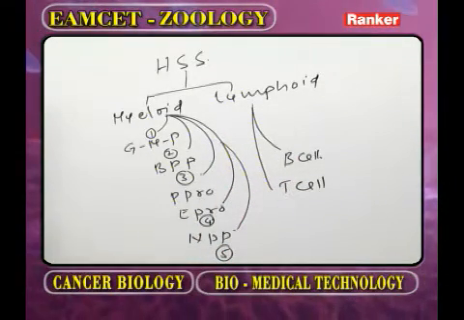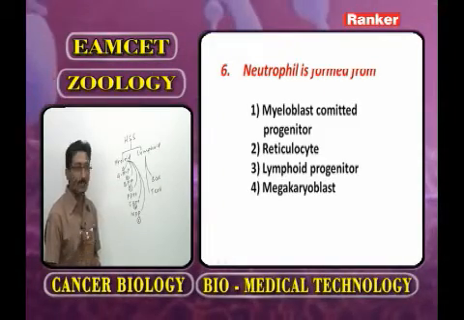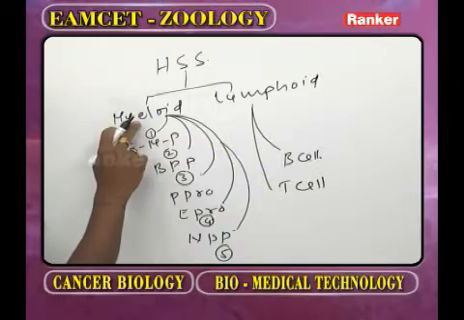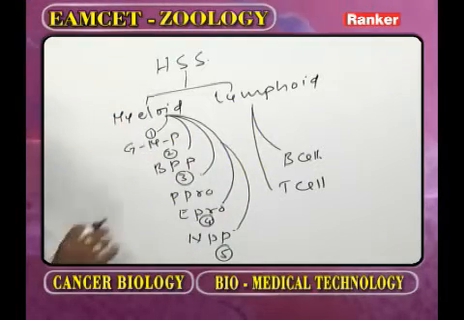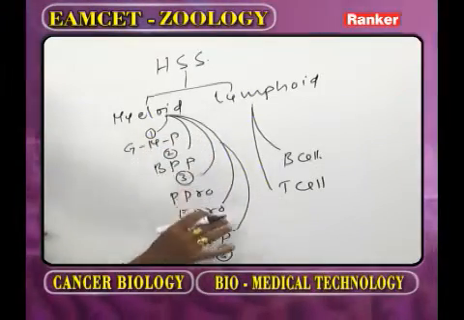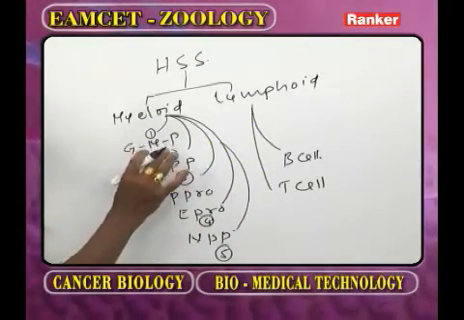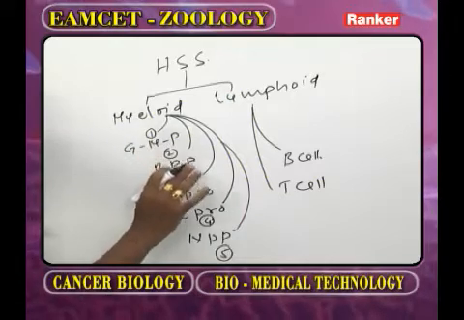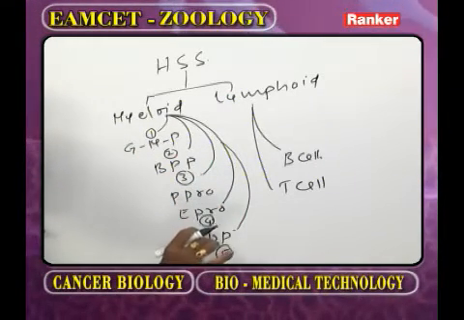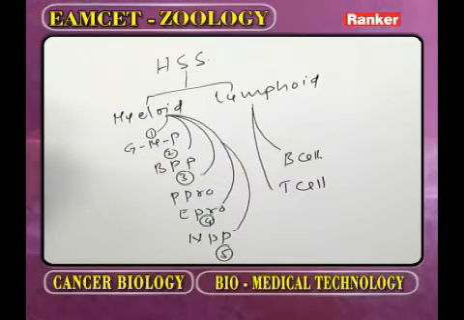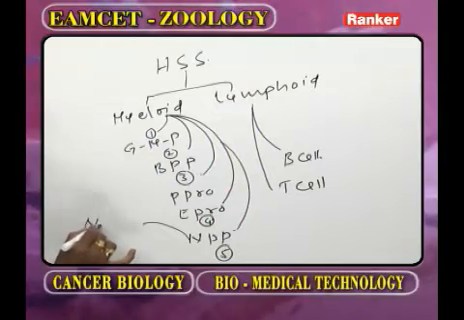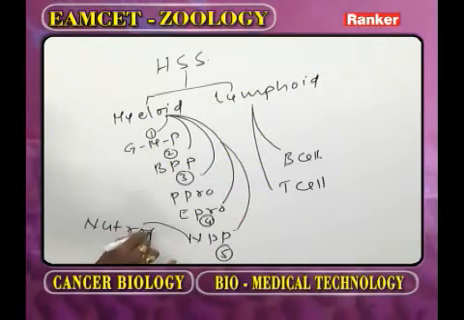Now here the neutrophil is formed from the hemopoietic stem cell, which gives rise to myeloid progenitor. This myeloid progenitor gives rise to five kinds of committed progenitors. Out of the five committed progenitors, one type we call the neutrophil committed progenitor. From this neutrophil committed progenitor, a functional neutrophil arises.